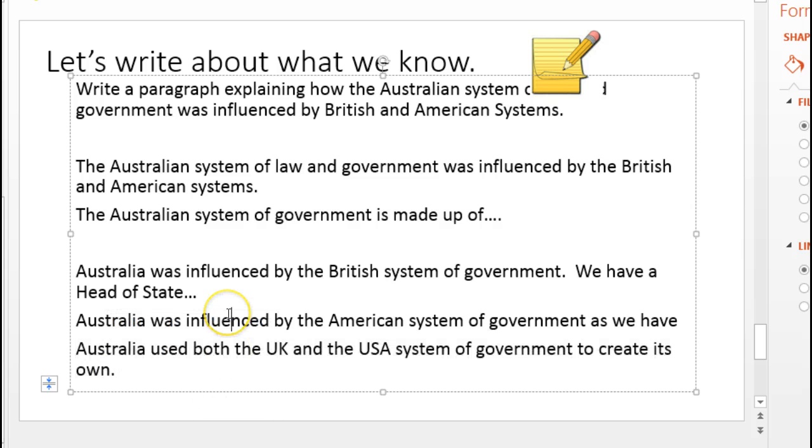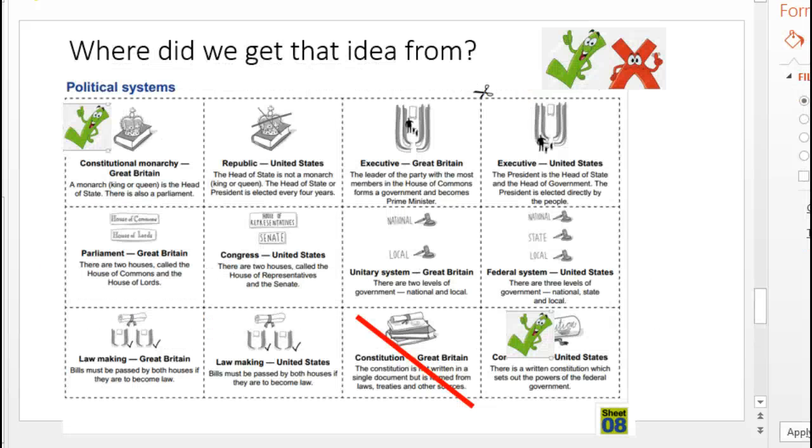Okay. See how you go. Keep referring back to this sheet here to help you write your paragraph.